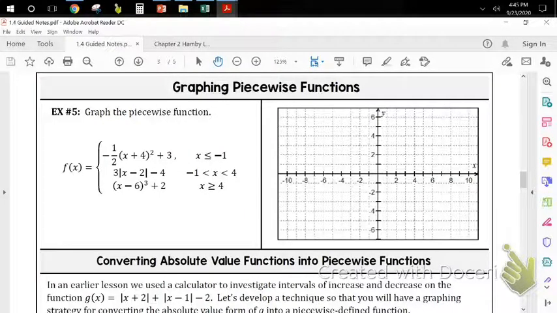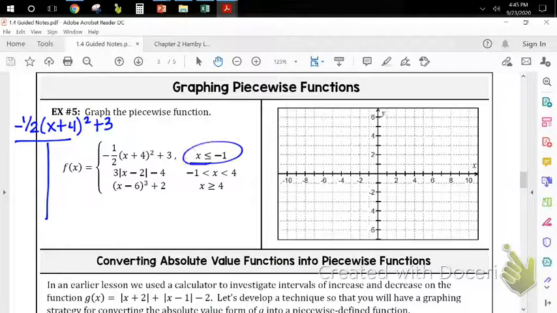So the first one I'm going to do is negative 1/2 times x plus 4 squared plus 3. And when I go to do this, I can see that it's telling me I'm going to use x values less than or equal to negative 1. So I'm going to use negative 1, 0, oops, sorry, wrong way, negative 2, negative 3, negative 4, and we could keep going.